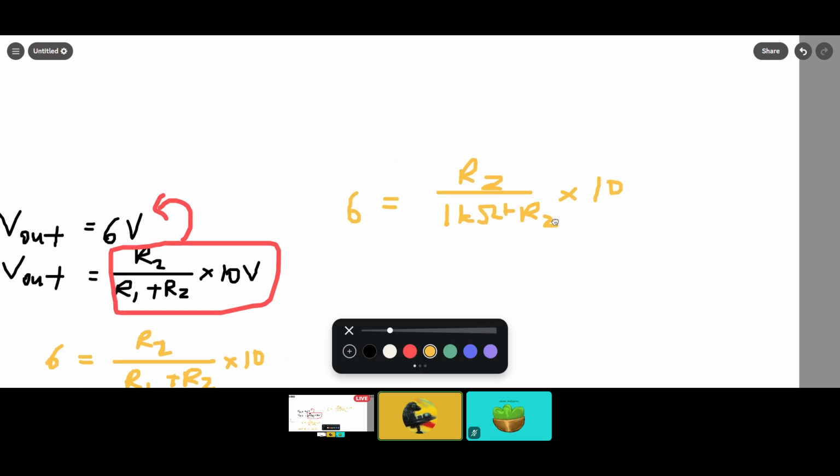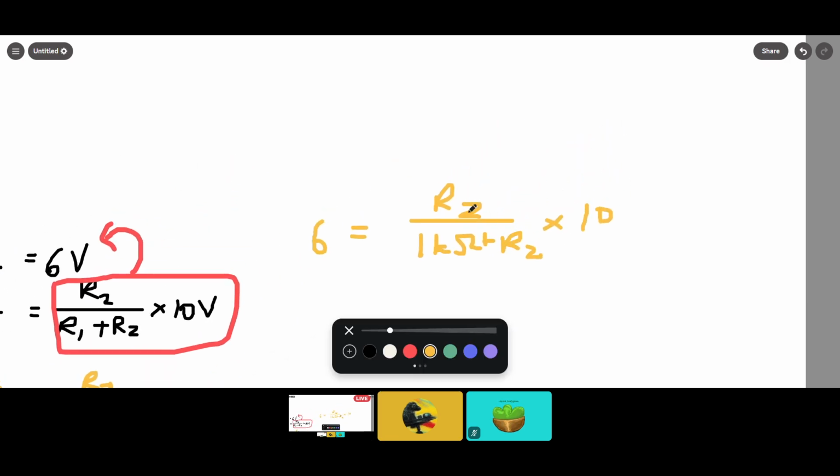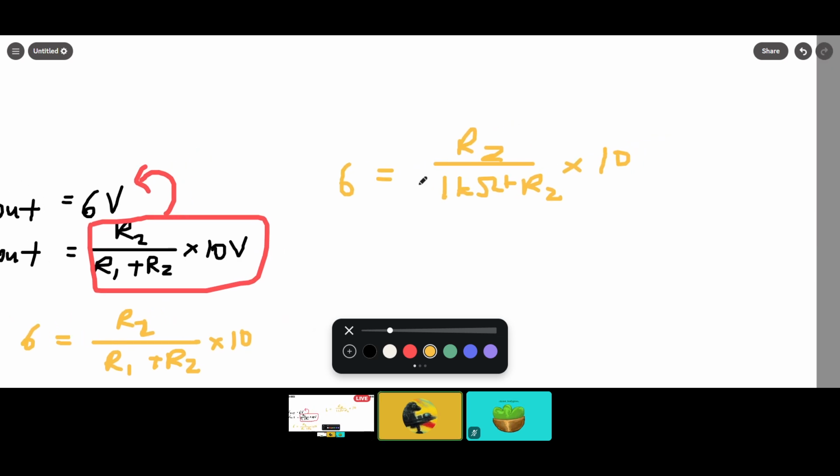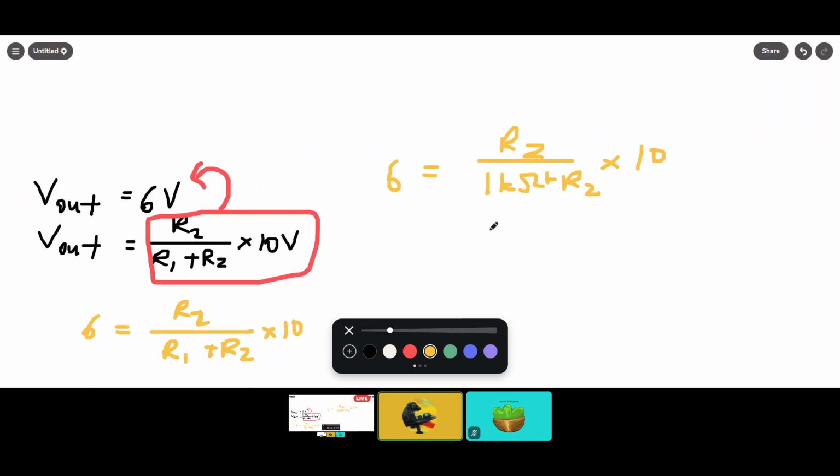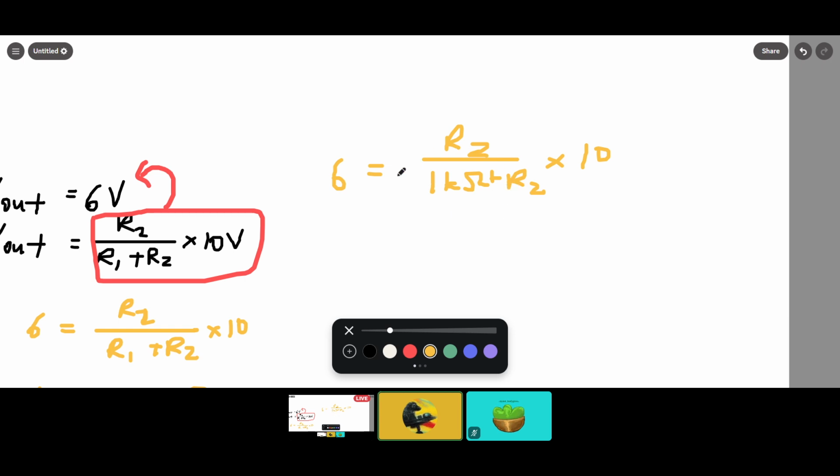Look, we only have one unknown now, R2. We only have one unknown. And now we can solve this algebraically already. We can solve this algebraically. So then we just put this over the side.